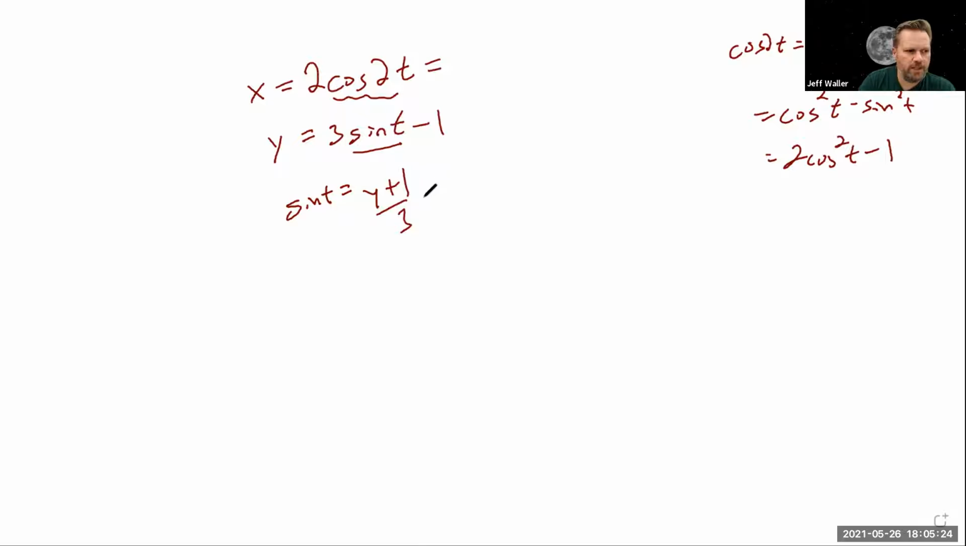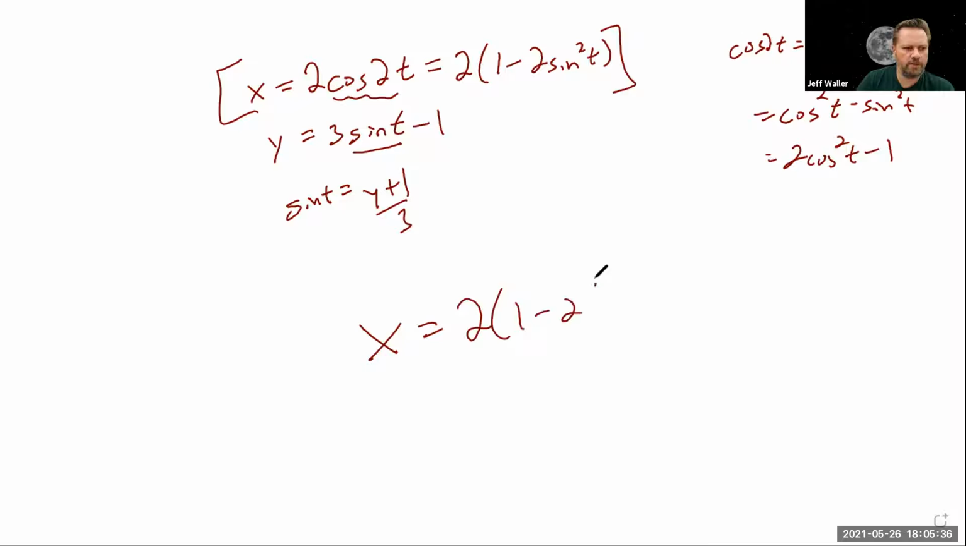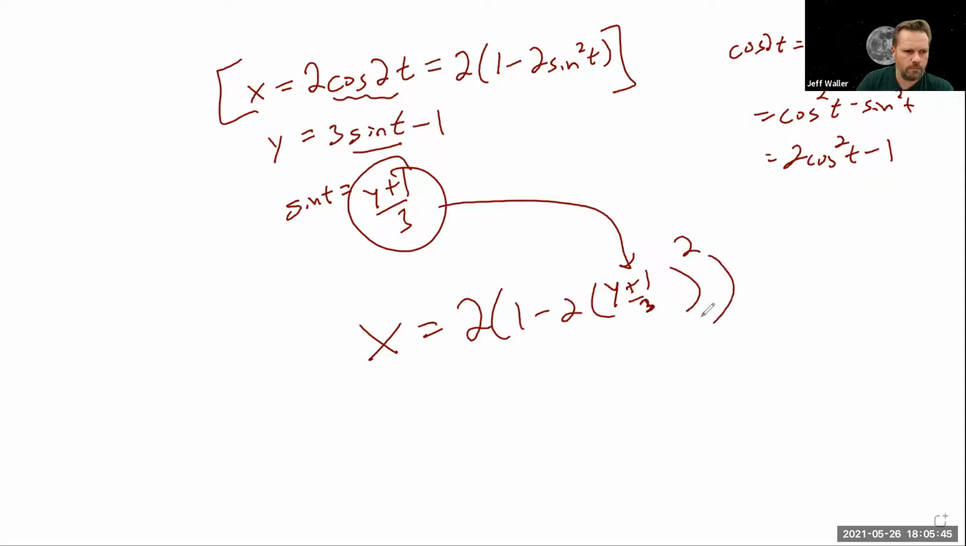And then I could just plug it. So this is going to be twice 1 minus 2 sine squared t. So then I have x equals, is everybody cool? I'm going to take this equation. X equals twice 1 minus 2 times sine t squared. Do you guys see what I'm saying?